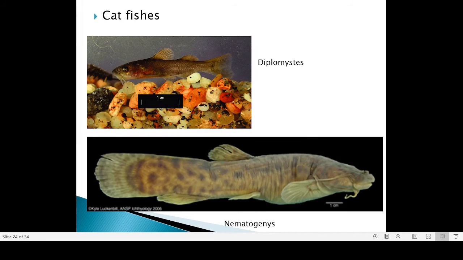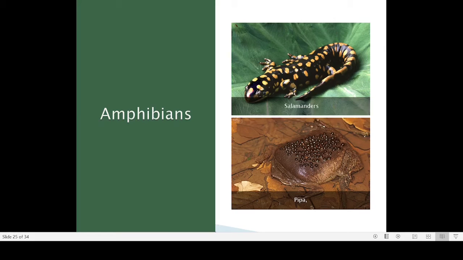Now we will see the case of a few animals from amphibians. Here you can see the case of the salamander. Salamander is an important amphibian that you can find in this region. If you look at the salamander, the body is characterized by yellow spots. These yellow spots are actually a warning coloration. Because of that, these salamanders are known as tiger salamanders.